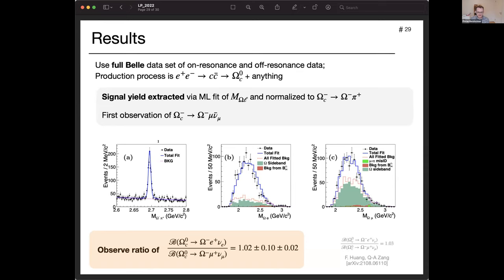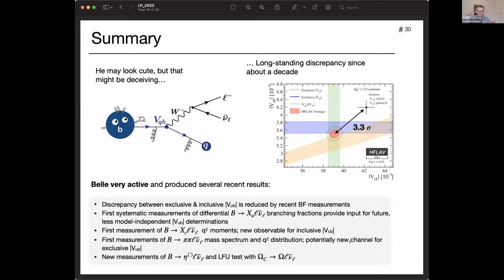At the bottom here, you can see the normalization mode on the left-hand side, and then the omega e and omega mu masses, and the various backgrounds, which are determined from looking at sidebands in the mass distribution of the omega itself. The ratio itself is compatible with unity and close to the prediction of this theory paper. So no surprises here. This brings me to my summary.